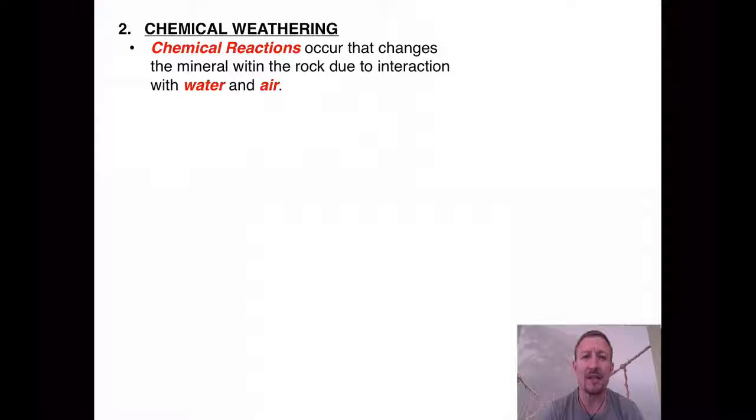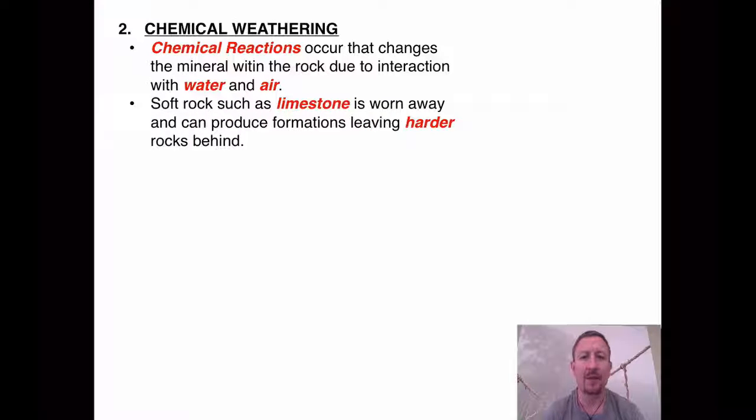Chemical reactions basically work in another process. Now, in this case, what happens with chemical reactions is that you actually get a change in the actual mineral that's formed, and this is often due to a mixing of water and the air. For example, limestone. Limestone is basically made from creatures. It's quite soft, so this can be worn away very, very easily just by chemical weathering.